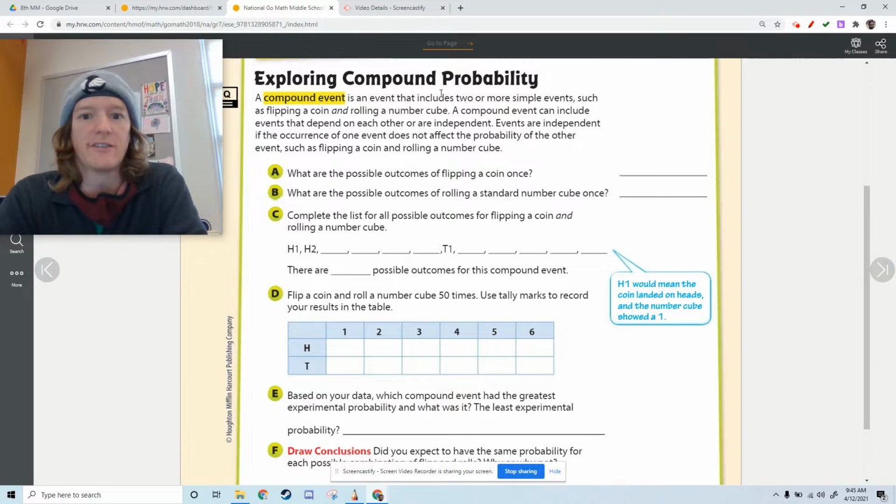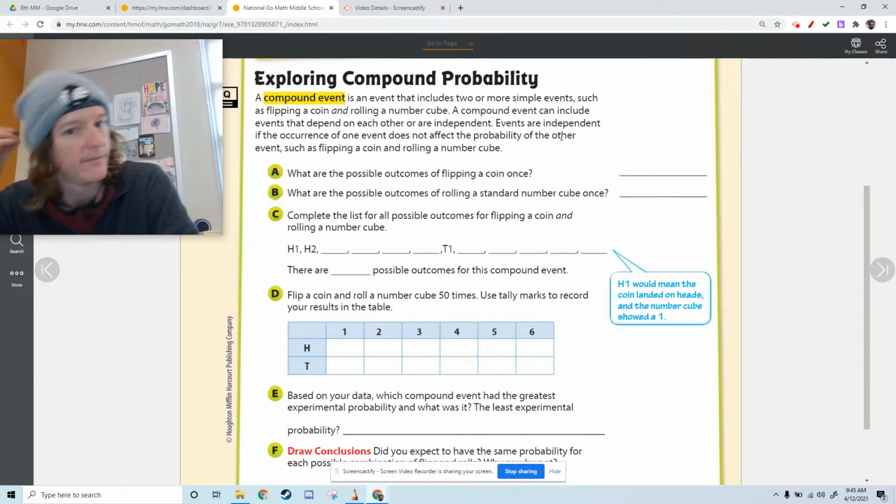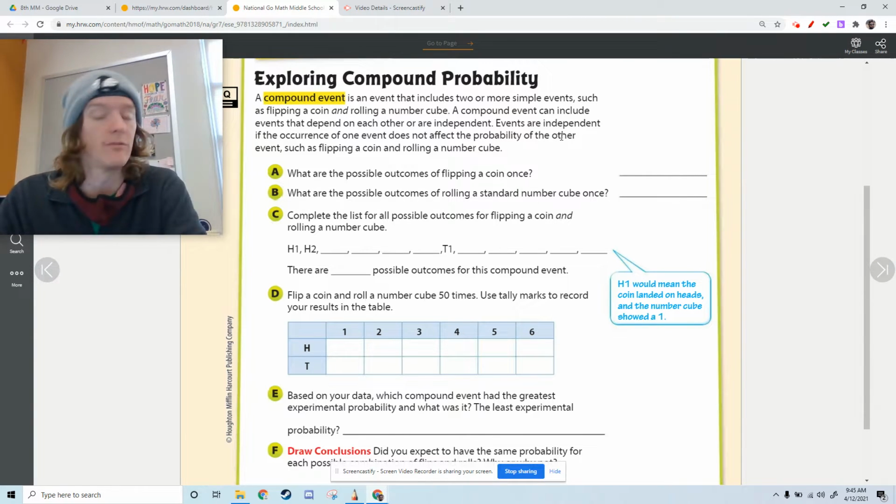So a compound event is an event that includes two or more simple events, such as flipping a coin and rolling a number cube. A compound event can include events that depend on each other or are independent. Events are independent if the occurrence of one does not affect the probability of the other event, such as flipping a coin and rolling a number cube. Those don't really affect each other.